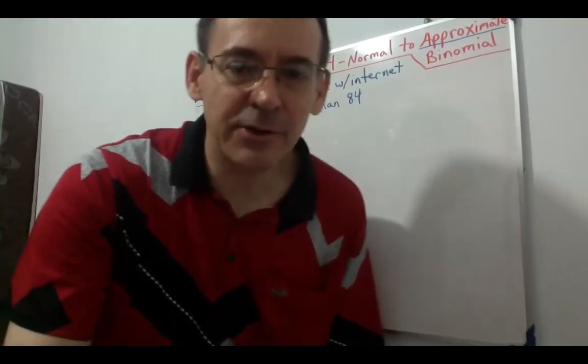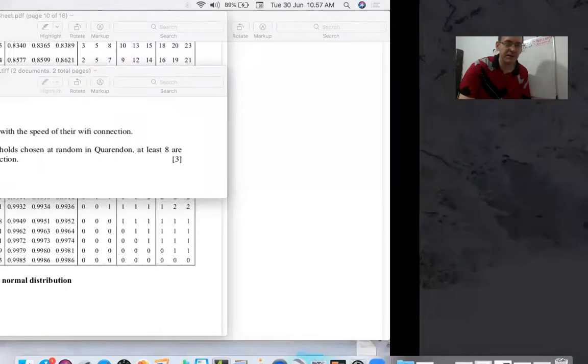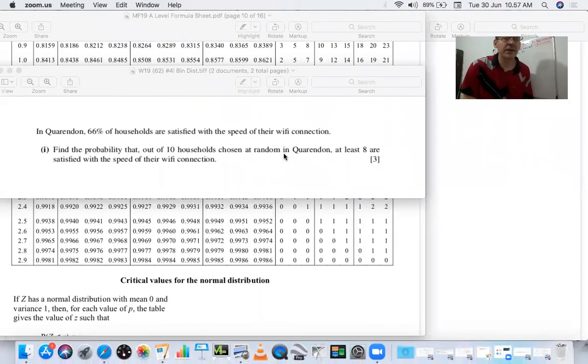Okay, here's our second question that we'll pull up on the screen for you to see. It says, in Quarandon, 66% of households are satisfied with the speed of their Wi-Fi connection. Find the probability that out of 10 households chosen at random, at least 8 are satisfied with the speed of their Wi-Fi connection. Here, obviously, you see that satisfied or not satisfied is being treated as discrete. They're not giving you an indefinite scale. It's just satisfied or not satisfied.